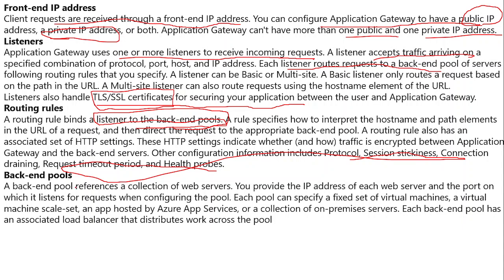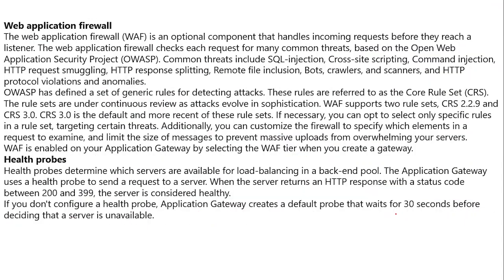And coming to the backend pools, as you already know, the destinations, whether VMs or Azure App Services, are all placed under the backend pools, and we hit them through the application gateway. In each backend pool we can specify a set of virtual machines, a virtual machine scale set, an app hosted in Azure App Services, or a collection of on-premise services. Any of these you can place in the backend pools. This is how the load balancer will distribute the work across the pool.